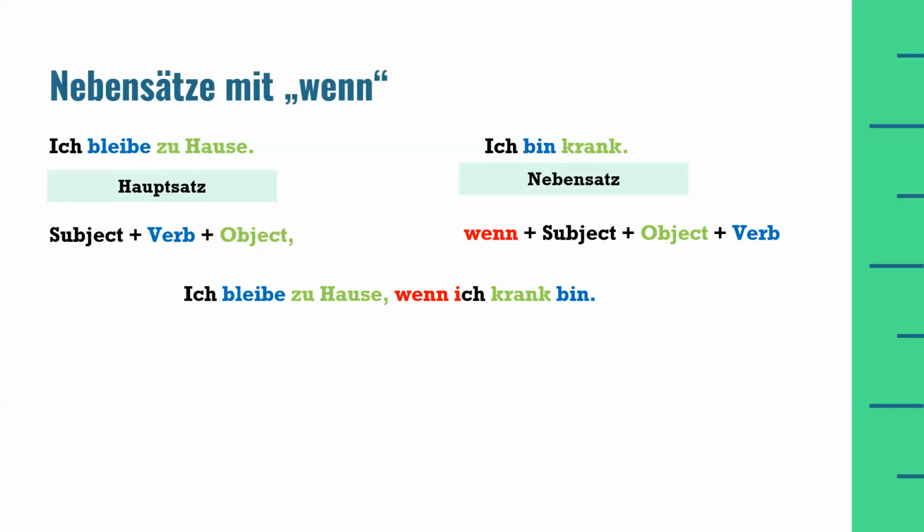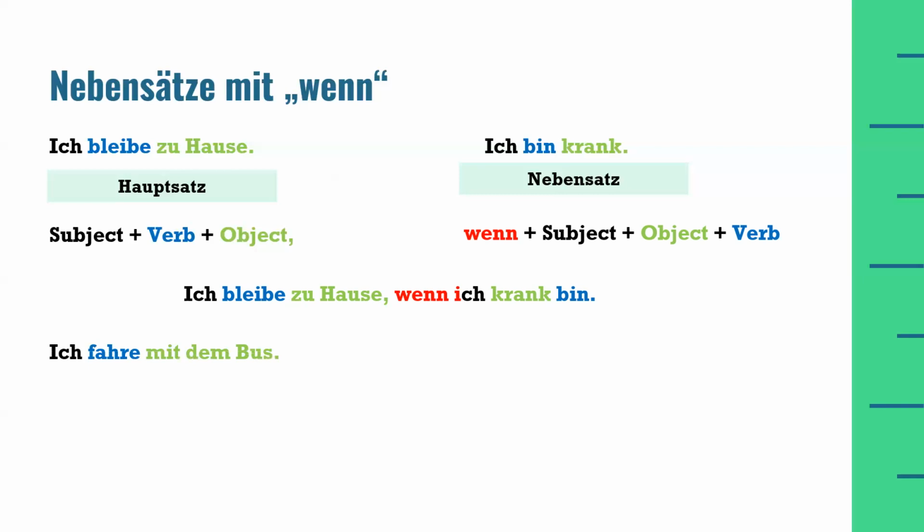Now let's see under what scenarios we can use this conjunction wenn. This conjunction can be used when we have a condition in the Nebensatz, and when this condition is fulfilled in the Nebensatz, then we do something, or something happens in the Hauptsatz. So the conditional part will come under the Nebensatz, and the outcome of that condition, if that condition is fulfilled, will come under the Hauptsatz. So here the condition is: if I am sick, I stay at home. So if this condition is fulfilled, that I am sick, then what will happen? I stay at home.